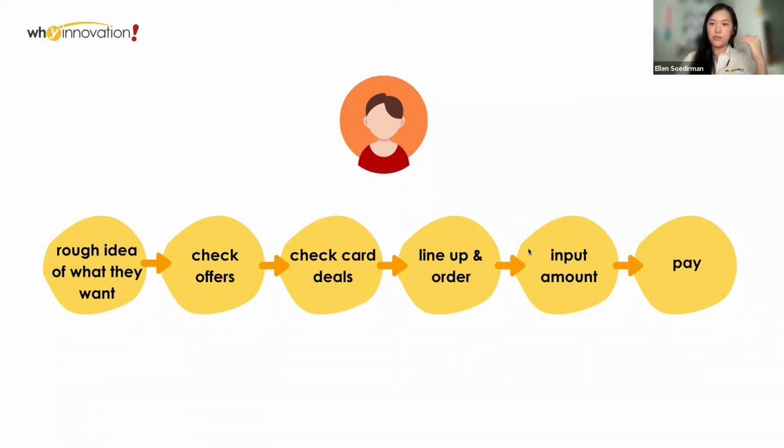Then the cashier tells them, oh, thank you, sir, ma'am, your total is such and such. They input the amount and they pay. They pay either through the app or whatnot, right? So this is the usual comfortable or existing mental model that our target markets have.